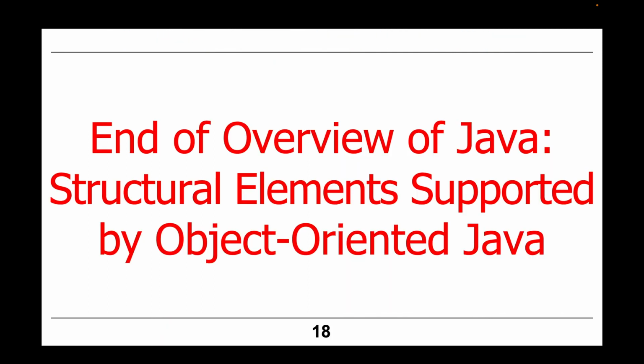So that's the end of our overview of one of the key structural elements supported by object-oriented Java. We're now going to turn our attention to a case study that'll kind of pull all the pieces together and let you walk through actual code and see how this works in practice. And after that, we're then finally going to get a chance to turn our attention to the real focus of all this material, which is the functional features in modern Java.